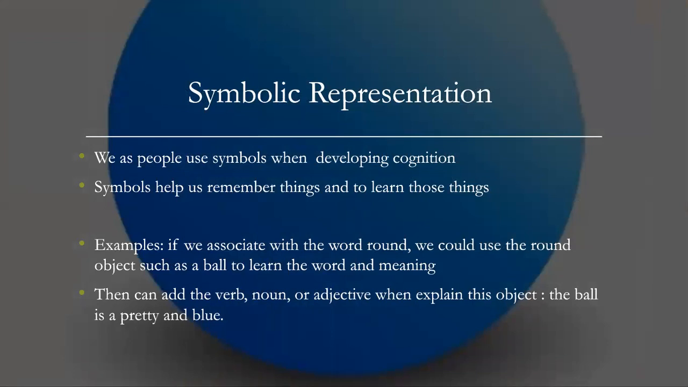So, symbolic representation. We as people use symbols when developing cognition. Symbols help us remember things and to learn those things. For example, if we associate the word round, we could use a round object such as a ball to learn the word and the meaning. Then we can add the verb, noun, or adjective when explaining the object. The ball is pretty and blue.